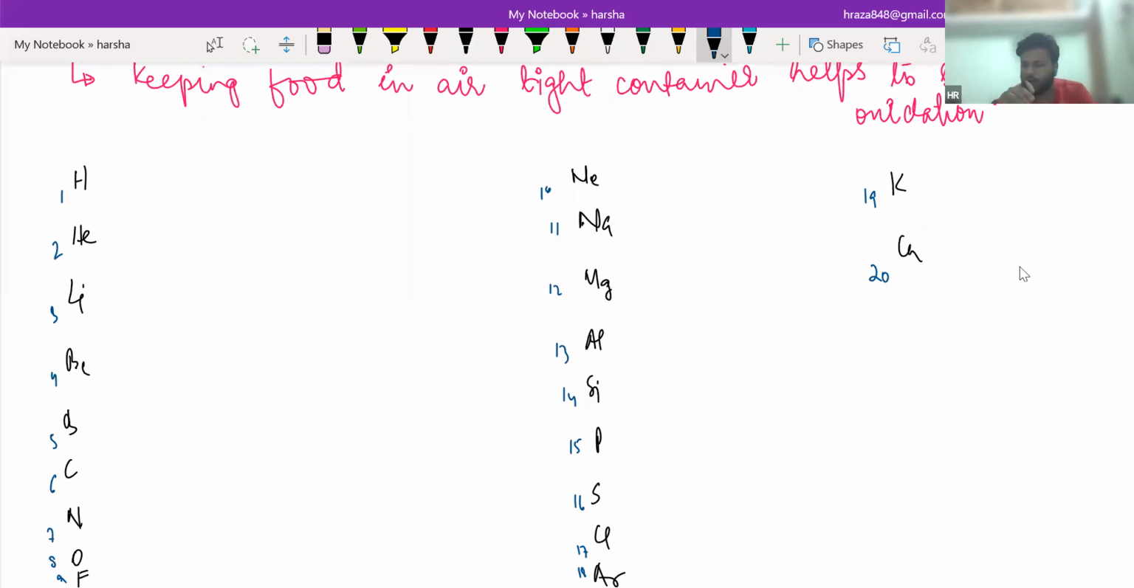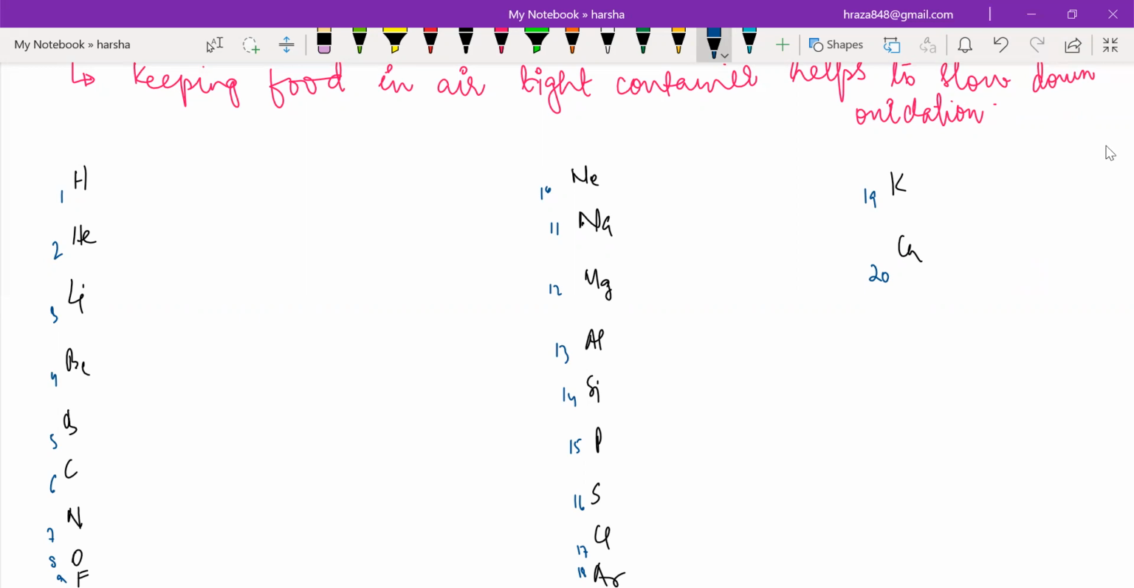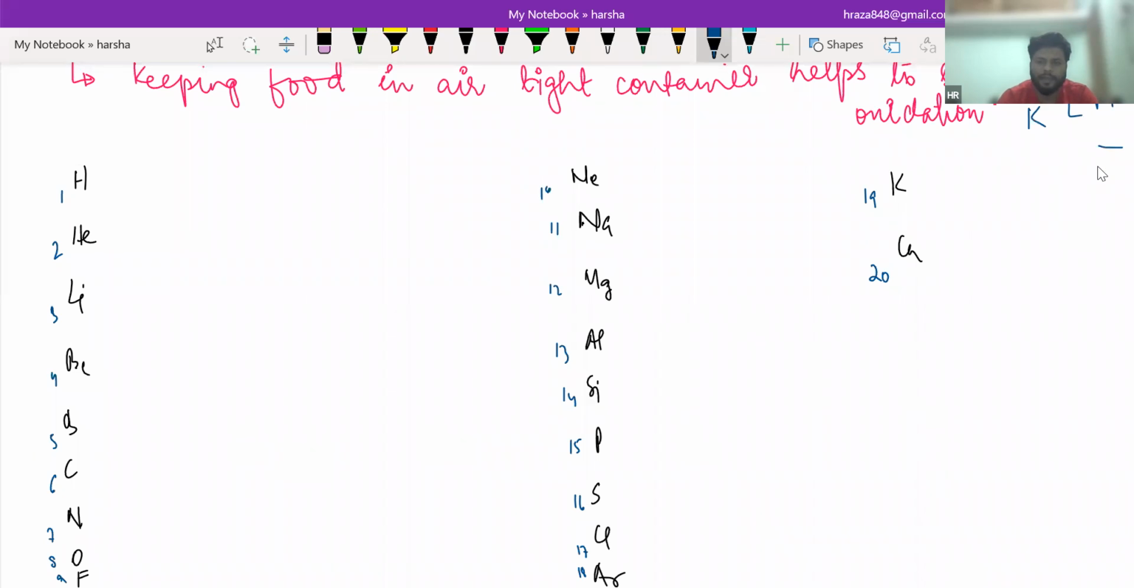Now see, do you know how to do electronic configuration? You have studied about it in class 9. You have studied electronic configuration, the first shell K, L, M. Remember? Yeah. And you also know that whatever the atomic number is, that will be equal to the number of electrons. Is that clear, Abdullah?